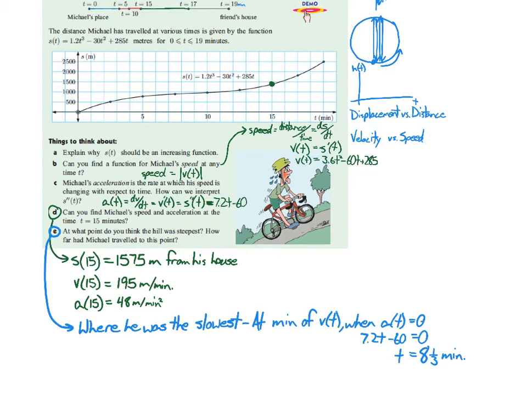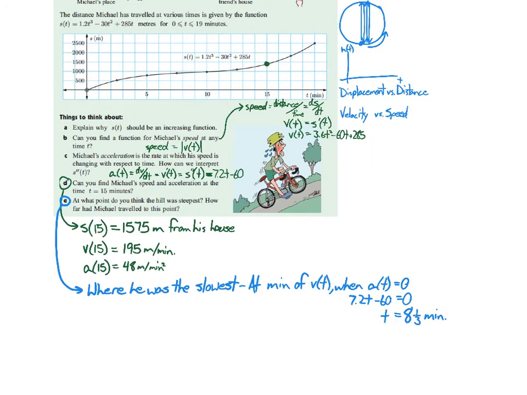Now this asks at what point, so that is the time. It also asks us for how far he had traveled, so we need to get S of 8 1/3. What's S of 8 1/3? Okay, so that's 35 meters per minute. That's the slowest he goes. That's when it's the steepest.